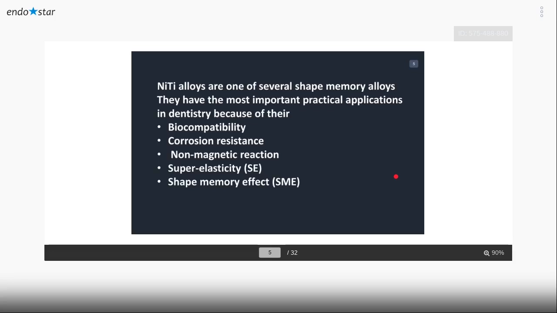Some people confuse the SE with the SME, or super elasticity, which is pseudo elasticity, with the shape memory effect. Whether you are undergraduate or postgrad, even myself, sometimes you can get confused by the two names. We will focus on them so you can understand how you can get the benefits of these two points in your treatment.